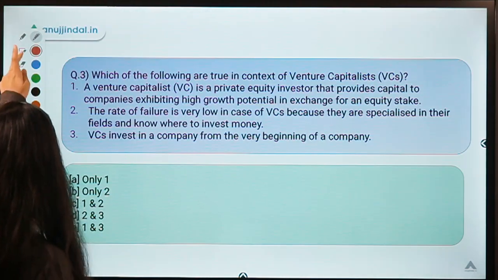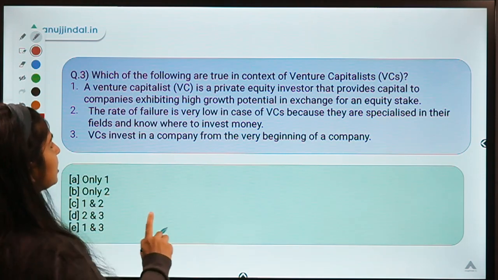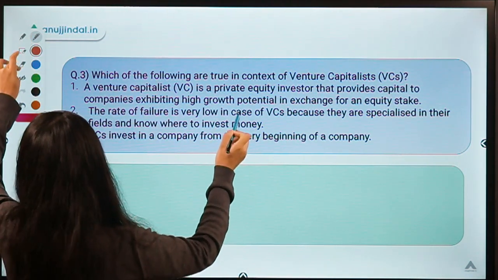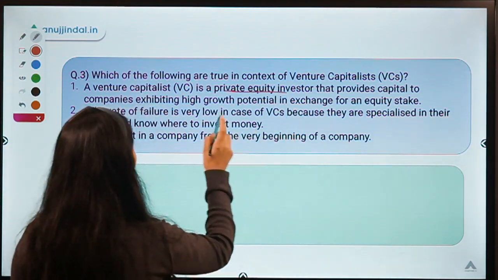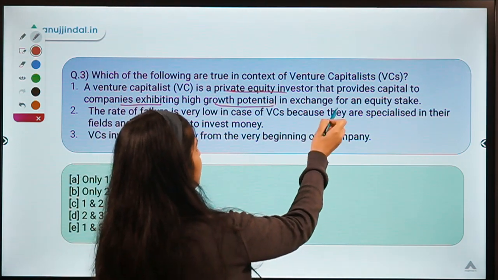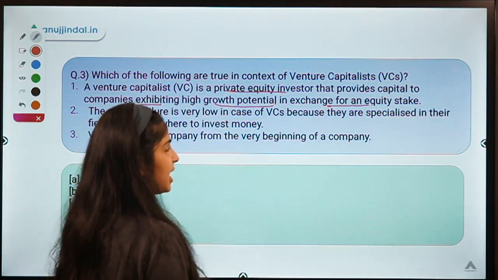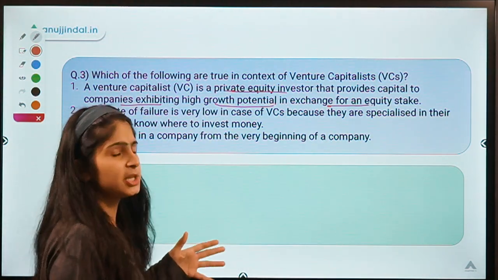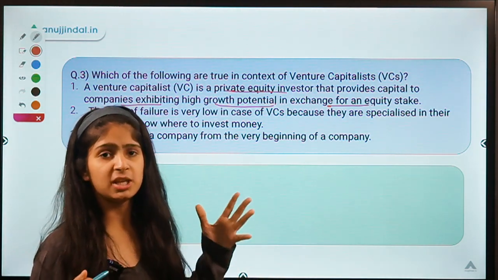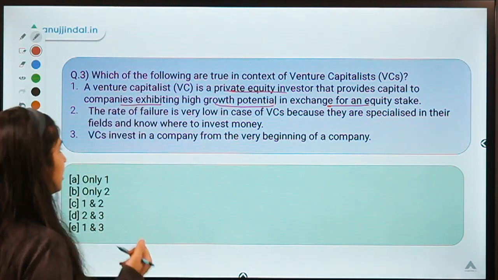As you can see here, the first statement, which is correct, says private equity investor, so it's a private investor that provides capital to companies exhibiting high growth potential in exchange for an equity stake. And in return, these venture capitalists usually take some equity stake in the smaller firm to which they are providing funding, right?